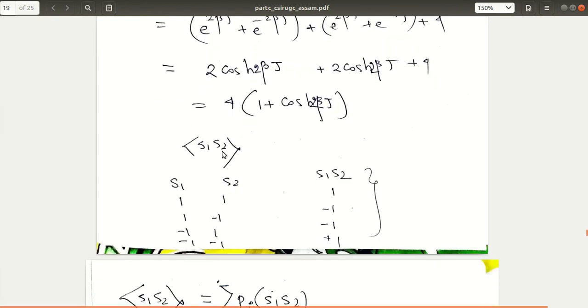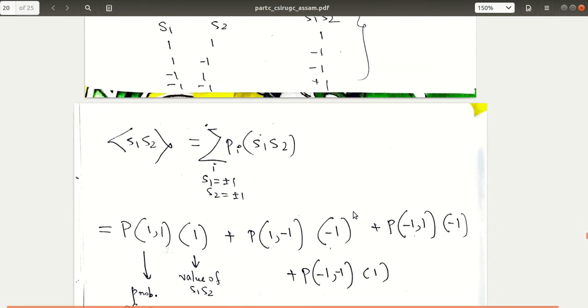Now let's calculate the average value of s1 s2. Now we have s1 and s2 and their multiplication. If it is 1 and 1, it will be 1. If it is 1 and minus 1, it is minus 1. Minus 1 and 1 is minus 1, and minus 1 and minus 1 will give you plus 1.